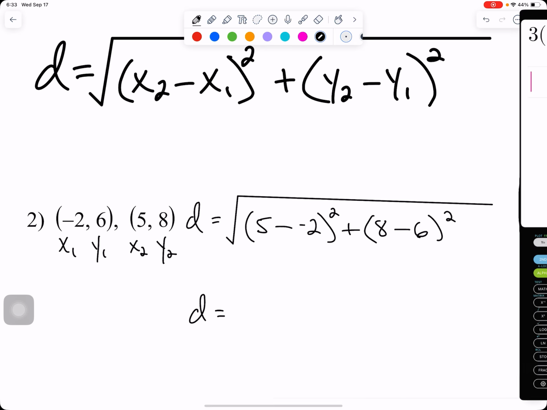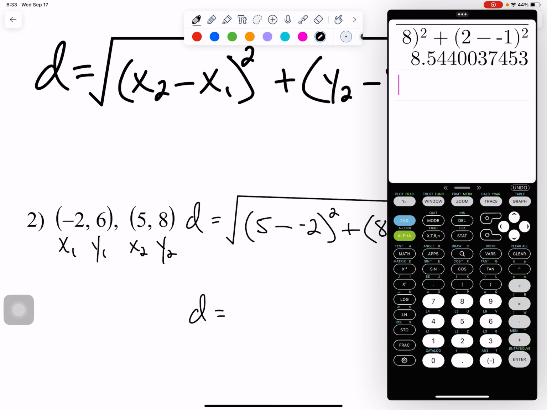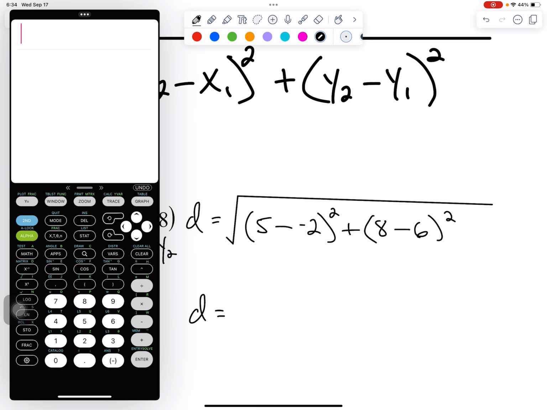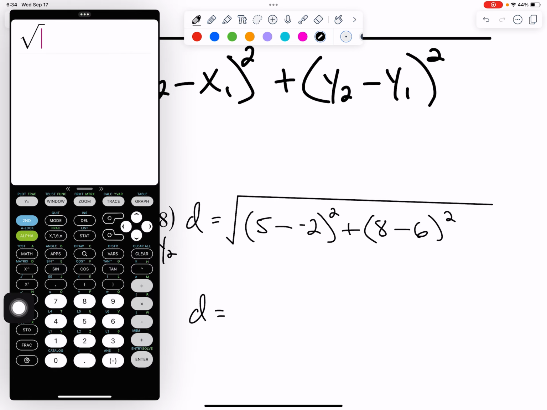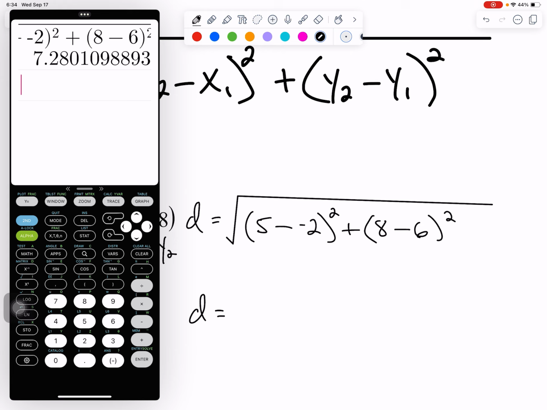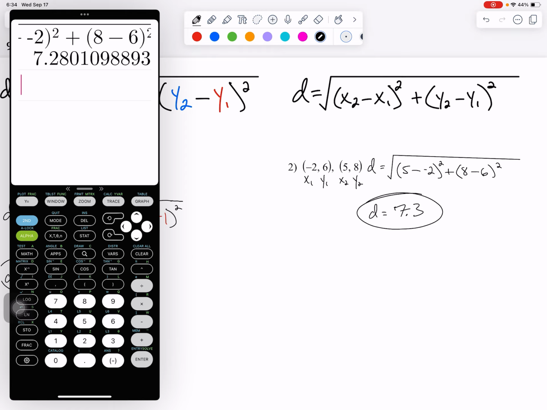And from here, again, it's simply all calculator, except this time we're going to slide our calculator over to enter it in. Second, x squared. From here, open parentheses, 5 minus negative 2. Close it. X squared plus open 8 minus 6. Close. X squared, hit enter. What do we get? 7.28. Ooh, it's greater than 5. It is an 8, so that means our 7.2 will become a 7.3, and circle your answer.